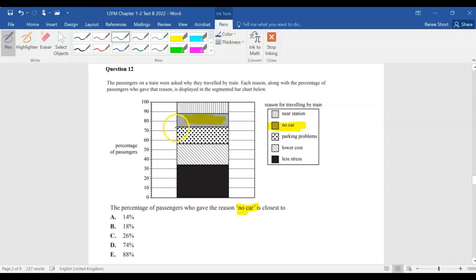What we should do is take a ruler and take these lines across to the scale on the side there. If you do that, you'll see that there is 8% that sits between 80 and the first line, and 6% that sits between 80 and the bottom line. And so if we add up 8 and 6, we get 14%. So the answer for this one here will be A.